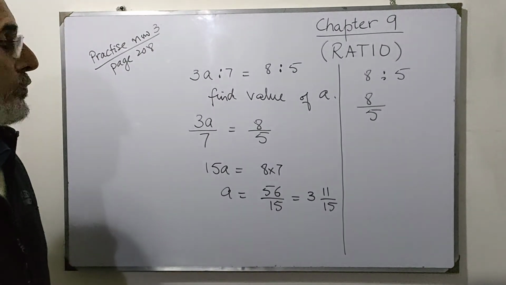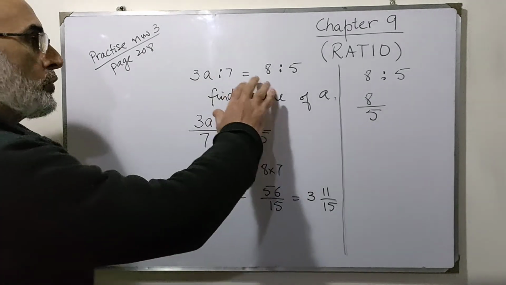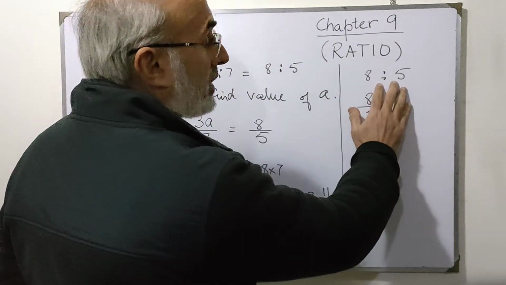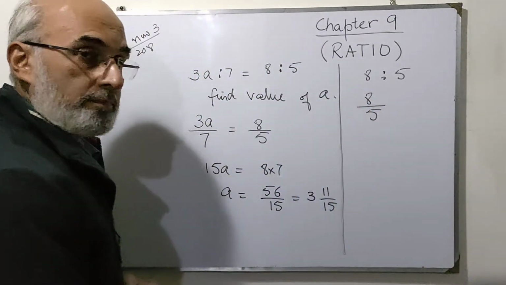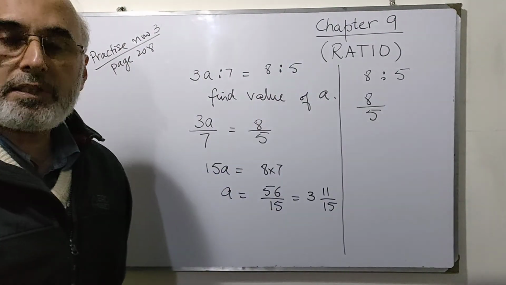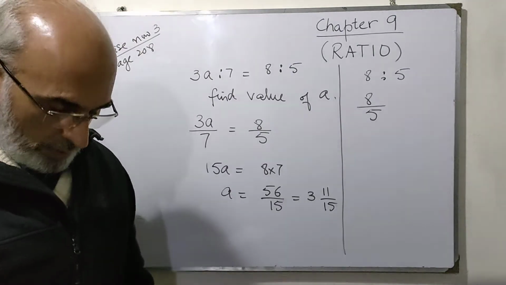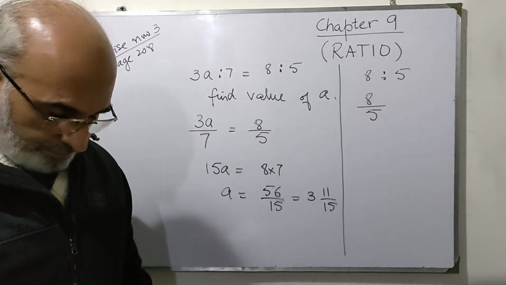So this was the way to find the value of an unknown, and when we are in this situation, we can write the ratio as a fraction, and when we write the ratios as fractions, it becomes easy to find the value of the unknown by cross multiplying. Okay.